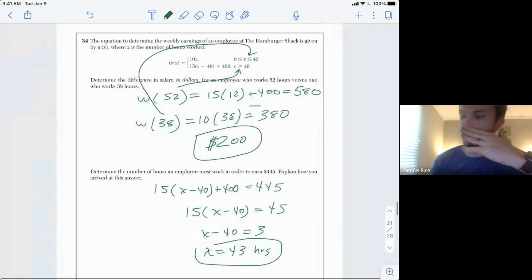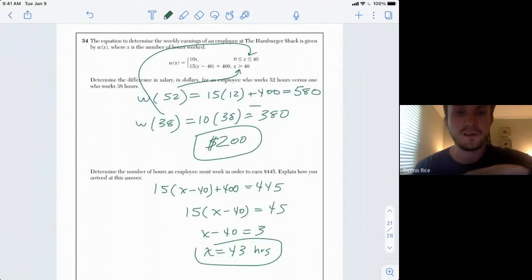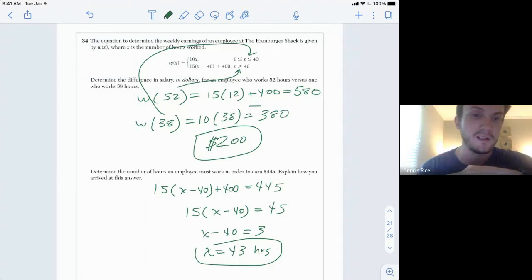Again, you could do it a few ways. You could make 400 bucks working your normal 40-hour week, and then the remaining $45 would be the $15 per hour, 3 of those. So 40 plus 3, 43 hours altogether. But I did it more of an algebraic approach. 43 hours.